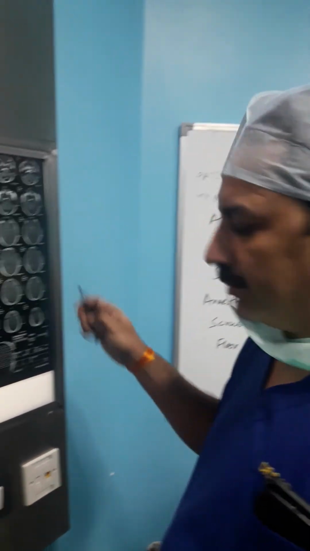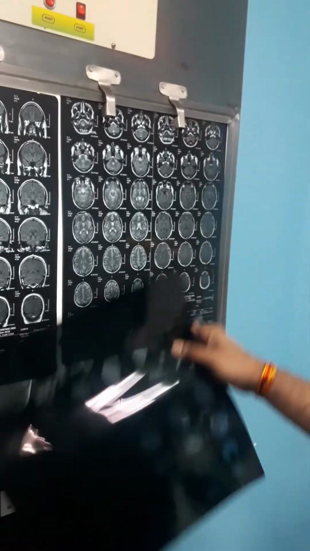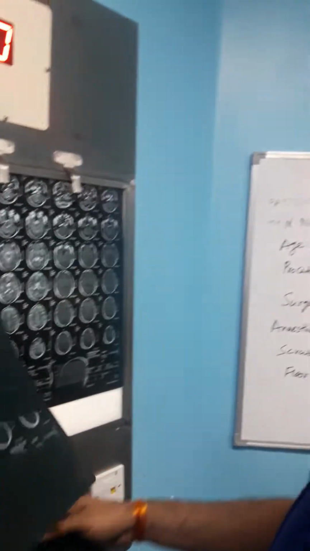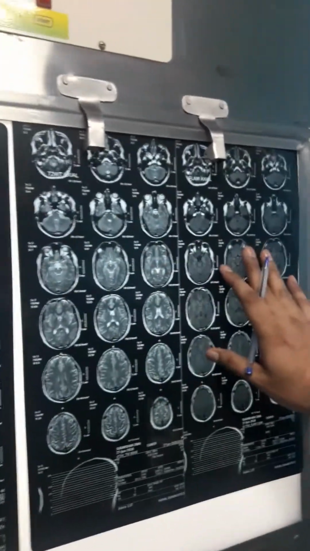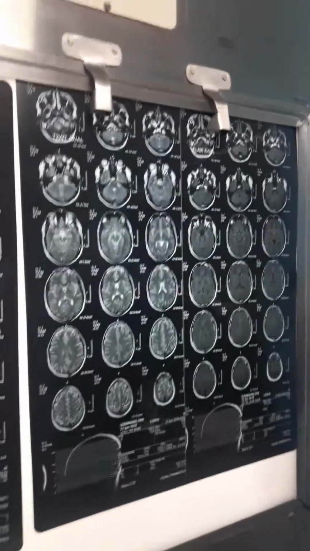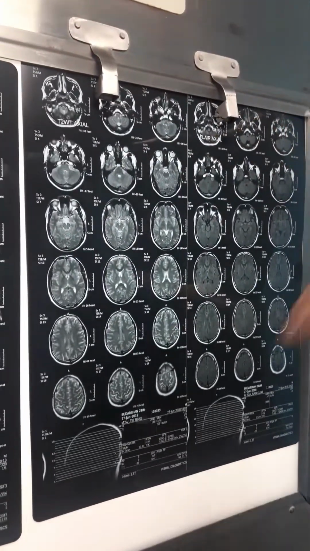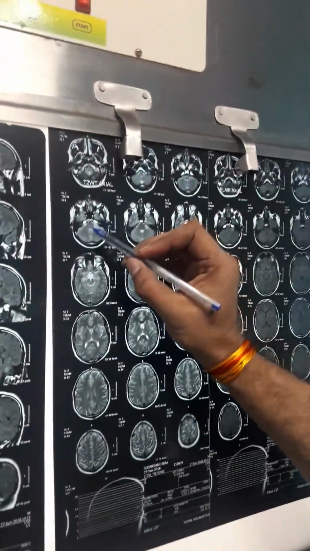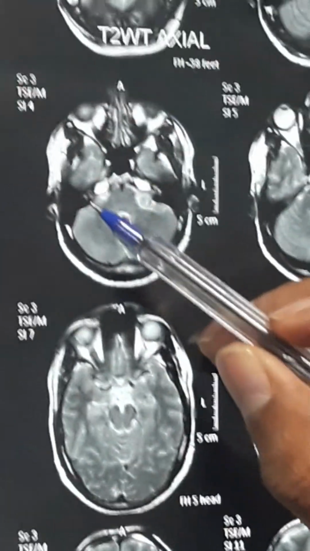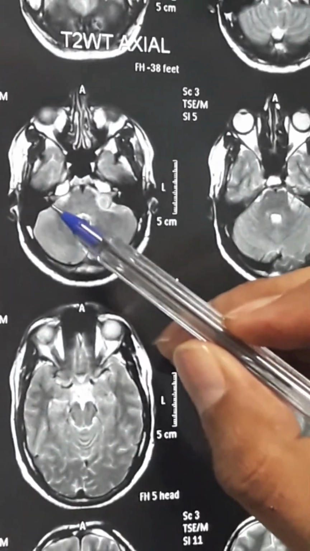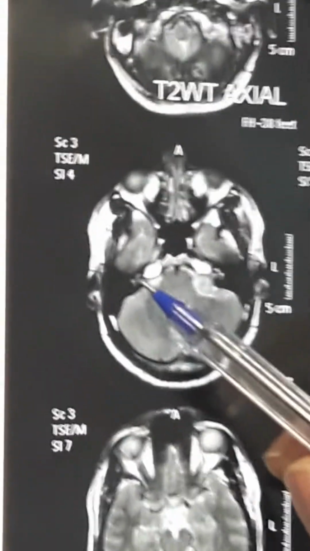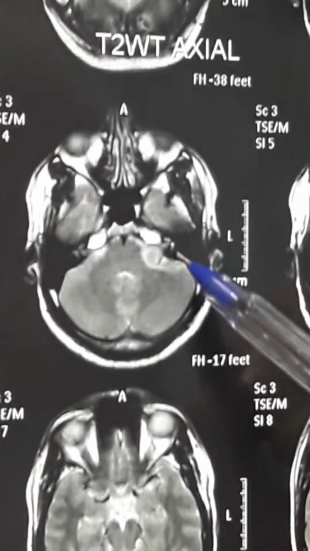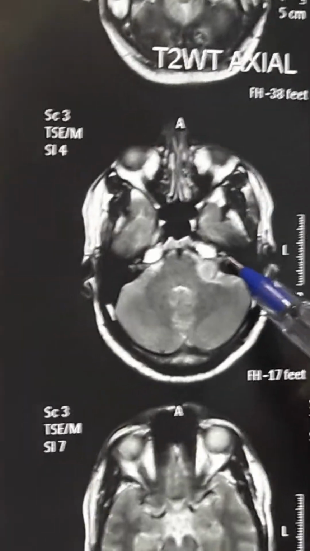First of all, some more images there. This is a T2 weighted MRI, this is a T1 weighted. Now, where exactly do we look in such a case? Focus on this axial picture. What you see here is the 7th 8th nerve complex on the right side. You see? And what you see here is the 7th 8th nerve complex on the left side.